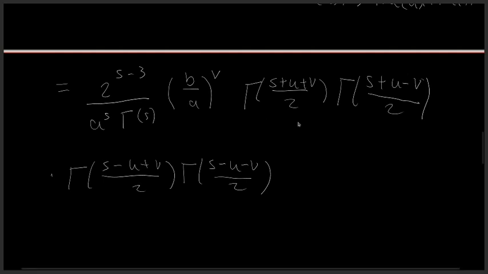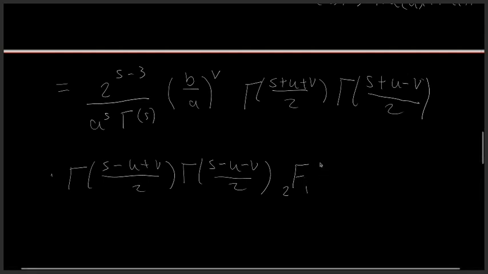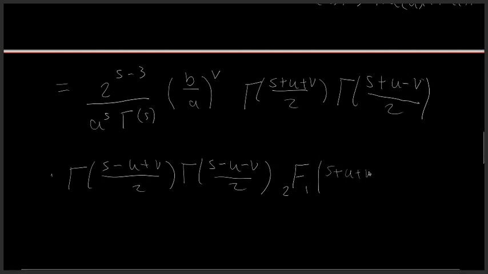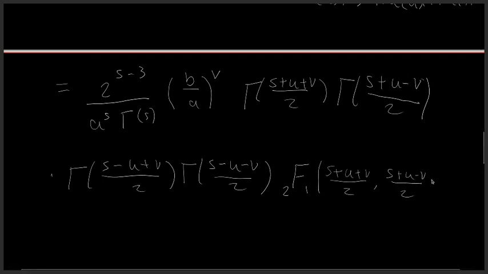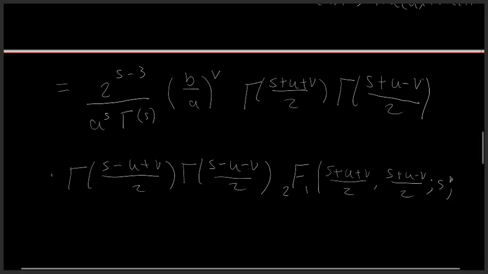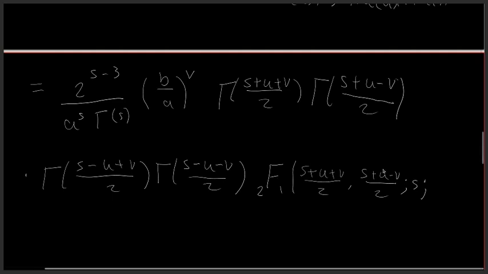And then finally, you get this hypergeometric function, which is something we can explore at some point in the future when it ends up being a little bit more sensitive, and that's going to be the hypergeometric function at s plus u plus v over 2, s plus u minus v over 2. You have an s, and then the parameter, or the z, is 1 minus b squared over a squared.